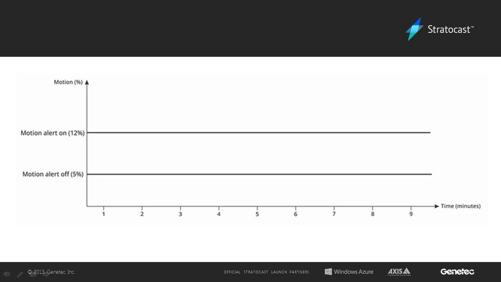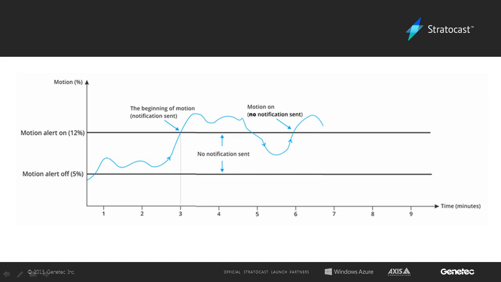For example, looking at our motion graph, the Motion On alert will only be generated when the level of motion in the video passes 12%. If the motion drops below 12%, but not below 5%, the camera will still be in a motion on state.